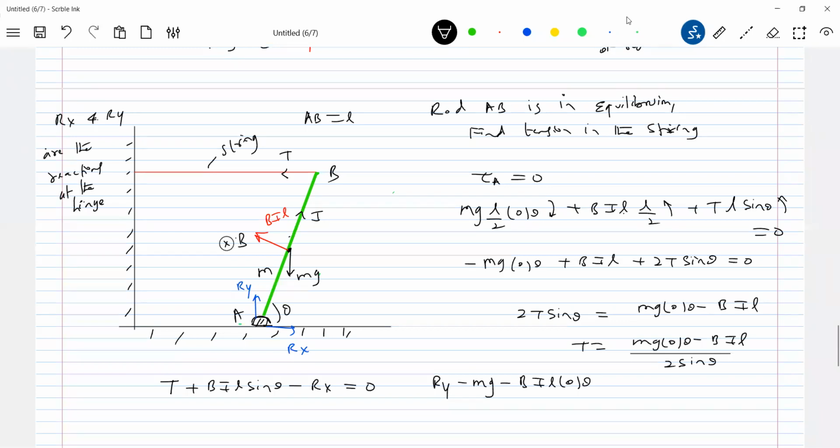Sir, BIL cos theta is acting upwards, no sir? Yes, BIL cos theta should come.